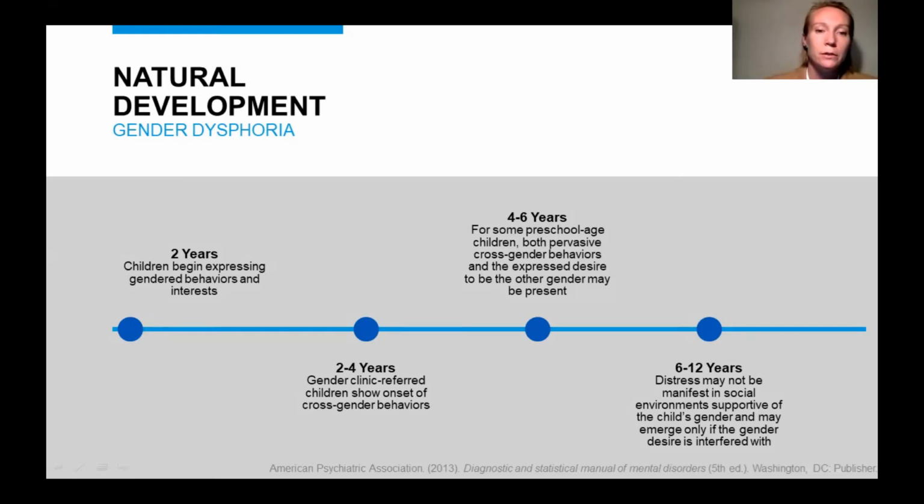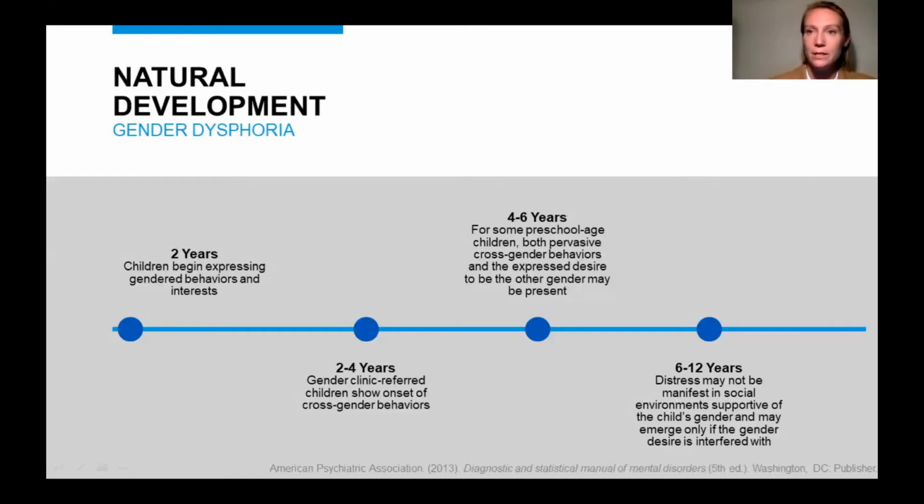Around 2 to 4 years old, children who are referred to gender clinics typically show an onset of cross-gender behaviors. So that's the behaviors that I just described. By 4 to 6 years of age, some preschool-age children will show both these cross-gender behaviors, as well as verbalize or express the desire to be the other gender. And less commonly, but importantly, some children will say that they are the other gender. So these are important distinctions that we look for in clinical practice when working with children who are transgender or who are experiencing gender dysphoria.